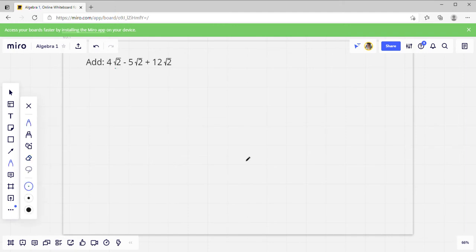So if we look at these, square root of 2, square root of 2, square root of 2 are all the same. That means we can just add or subtract their coefficients. So 4 minus 5 plus 12. 4 minus 5 would be negative 1, plus 12 would be 11 times the square root of 2. That's the answer to that one. These are really, really easy. They're just like adding like terms.